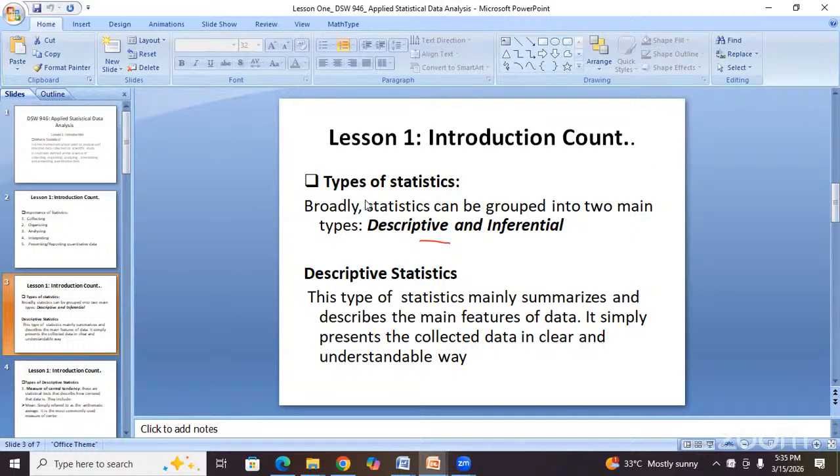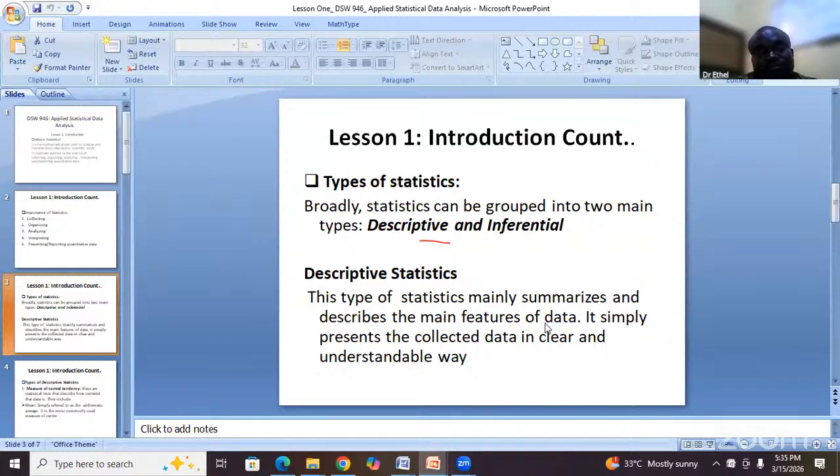Yes, sir. Good. So broadly speaking, statistics can be grouped into two: descriptive statistics and inferential statistics. Descriptive statistics mainly summarizes and describes the main features of data in a clear and understandable way.